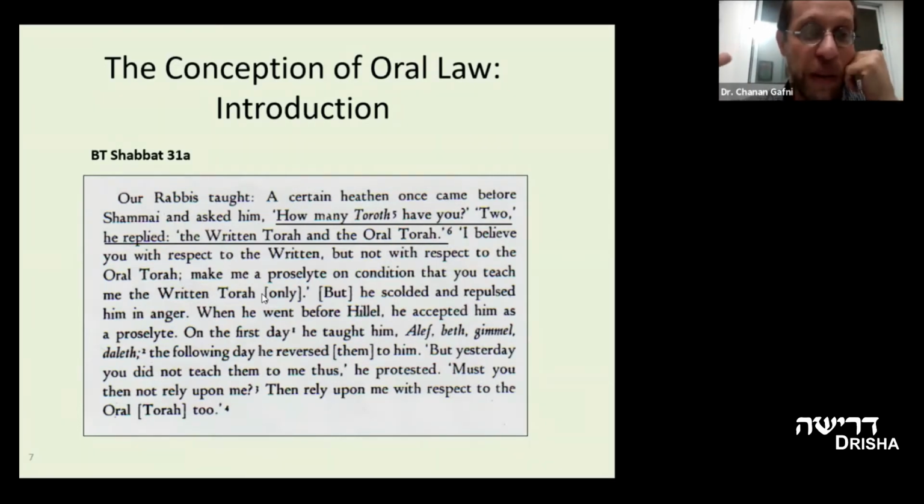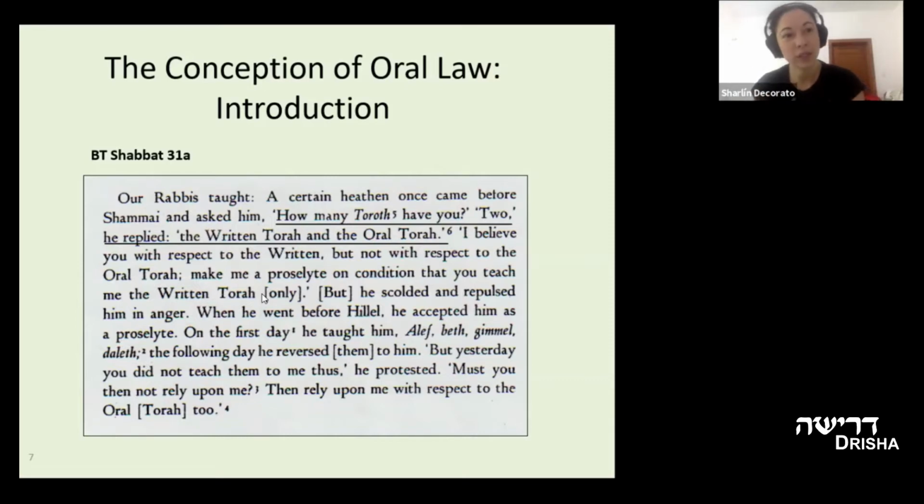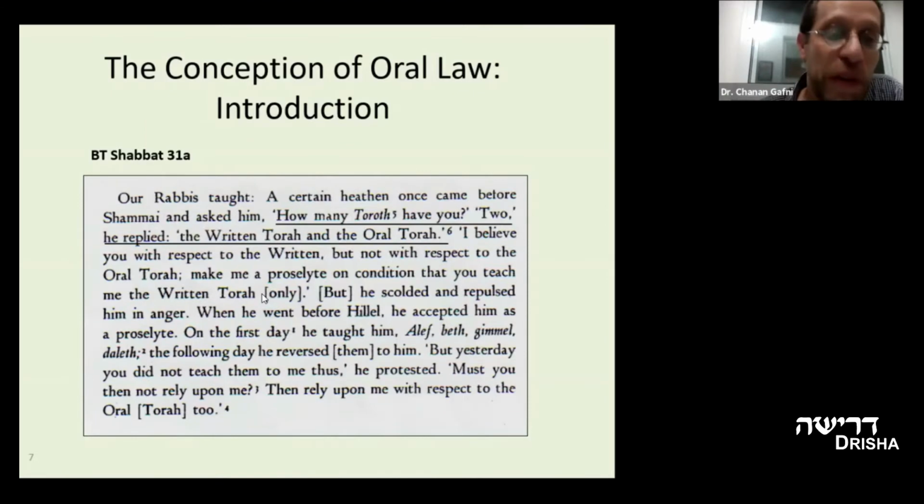You're absolutely right. I think what is explained is that it's the oral law that God gave to Moses at Sinai, and he transmitted it orally, and then it was kept and transmitted through generations until it was written. Okay, both definitions are right.